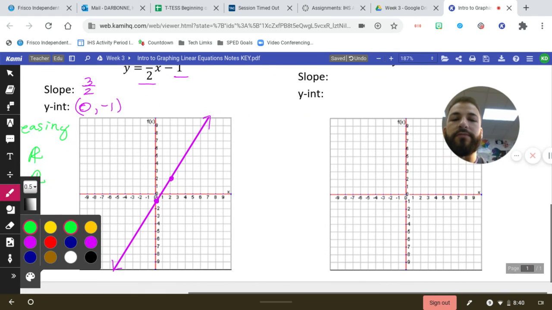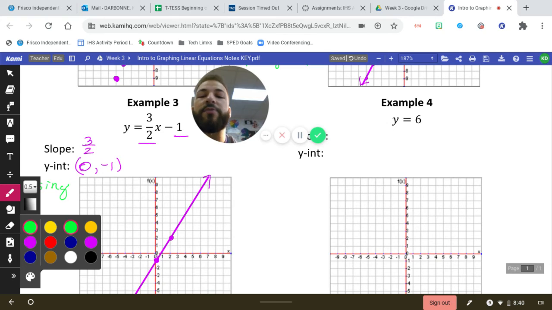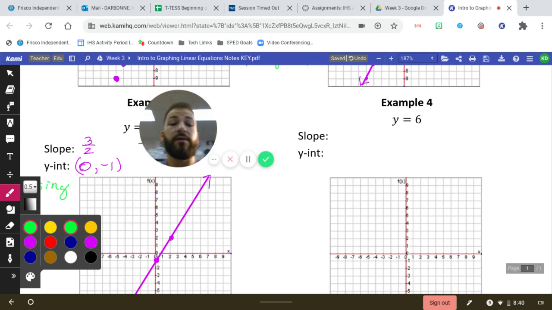Pretty straightforward. All right, last but not least, we have example 4. Example 4, we have y is equal to 6. So this one's a little bit different, but let's talk about it. Our slope. Do we have a number in front of x right now? No. We don't have a number in front of x, so we don't have a slope because our slope would be equal to 0. My y-intercept, well, y is equal to 6, so my y-intercept is just (0, 6).